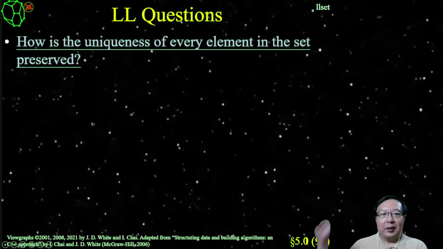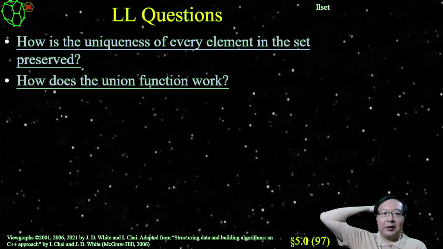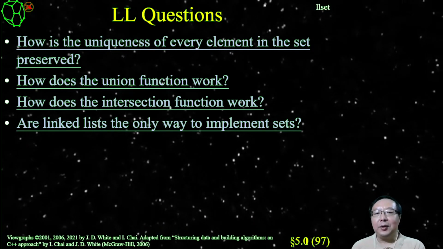Okay, so how is the uniqueness of every element in the set preserved? How does the union function work? How does the intersection function work? And are linked lists the only way to implement sets?